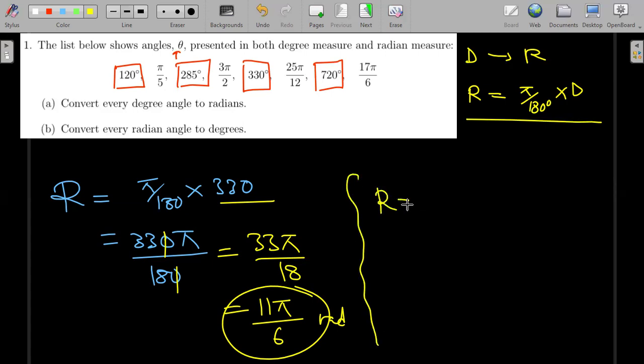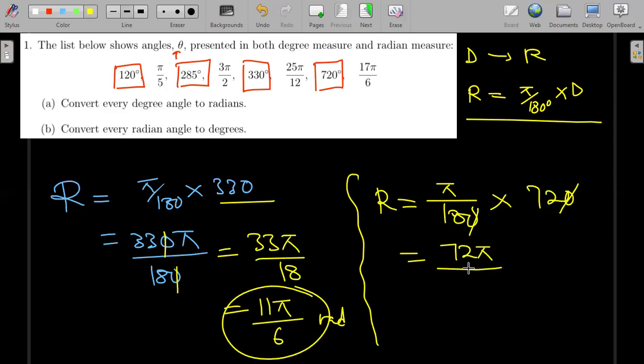We are just left with this one. 720 in radians is pi over 180 times 720. The 0 and the 0 may cancel, and then let's try to divide both by 9, because I have 72 pi over 18. If I divide 72 by 9, I get 8 pi over, and if I divide 18 by 9, I get 2. And this will be the same as 4 pi.